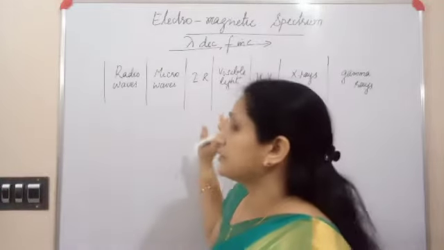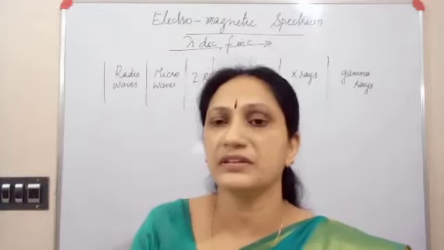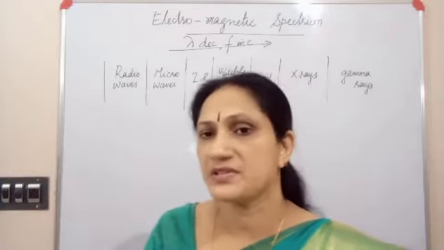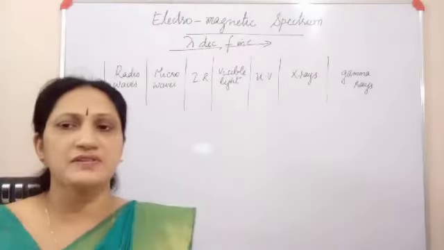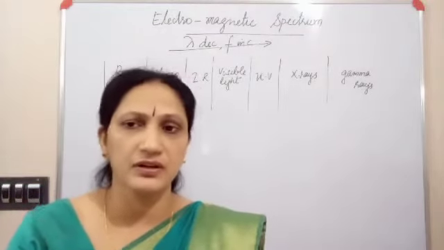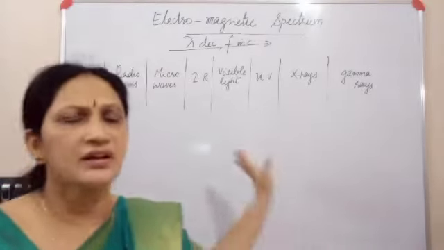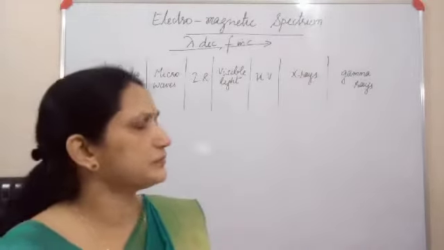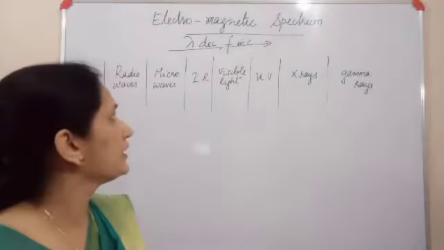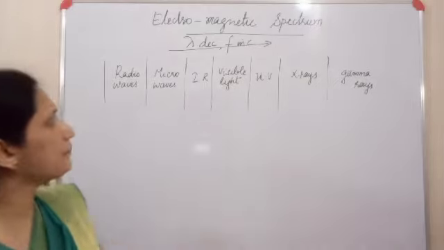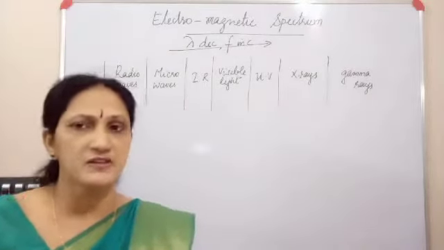Out of these, different electromagnetic waves have different wavelength ranges and different frequency ranges. In your textbook the frequency range and wavelength range are given. You need not memorize them, just understand the change in frequency and wavelength. So these are the 7 different components of the electromagnetic spectrum.